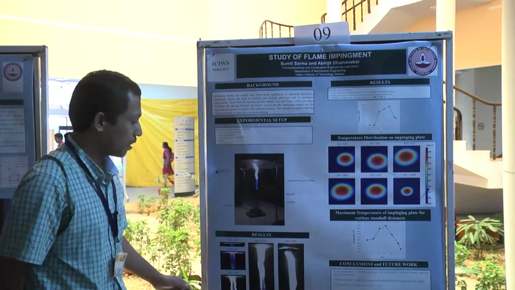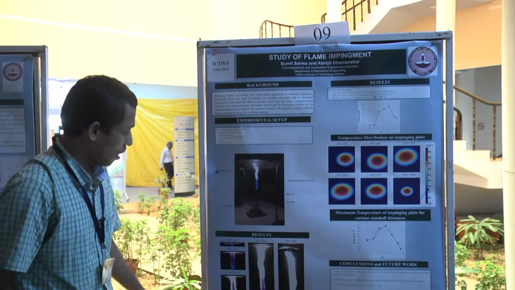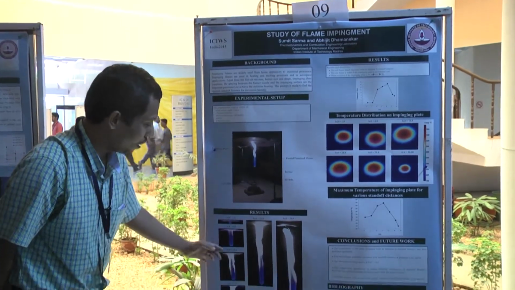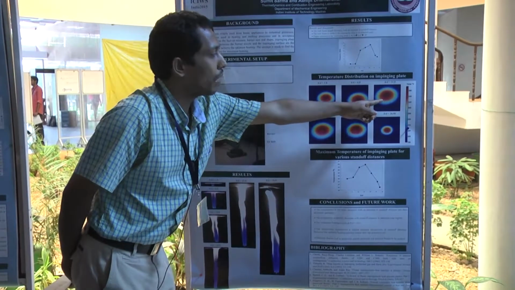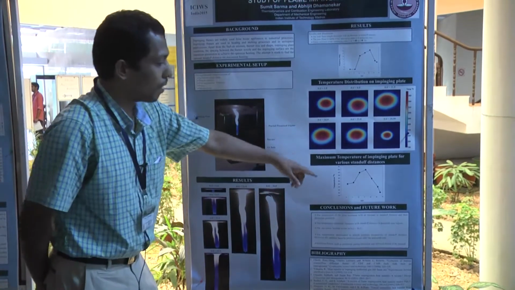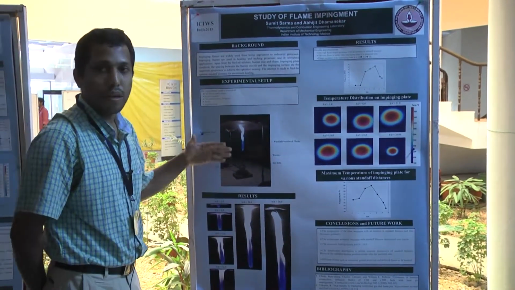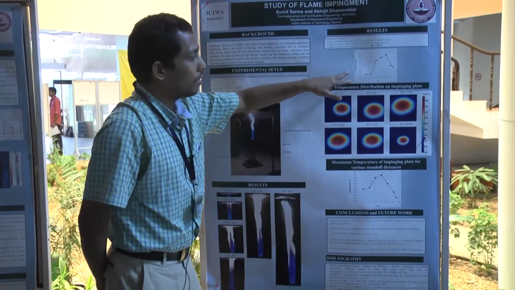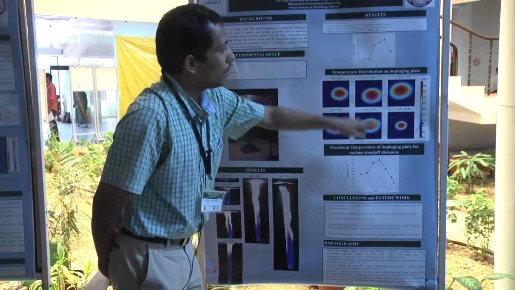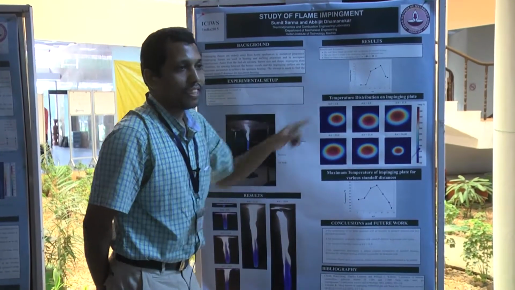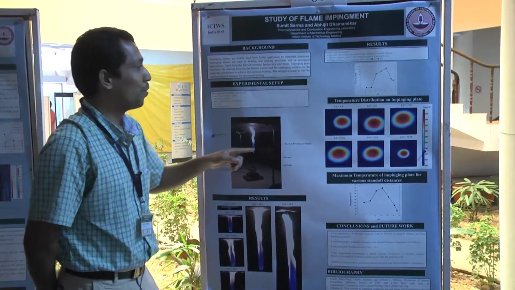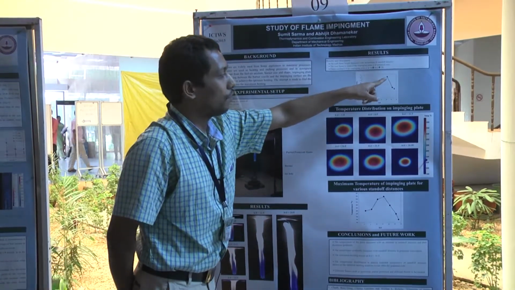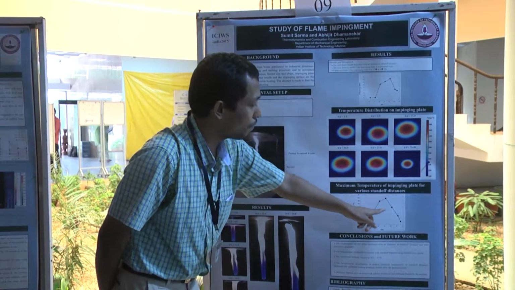So we carried out the study for different H/D ratios, and we found that whenever we keep the plate above the potential core region, we get the maximum temperature. At the same time, we did image processing for the different flames, and we found that the frequency is at its maximum there. So the flame oscillates the most at this point, and at the same time the temperature is the maximum.